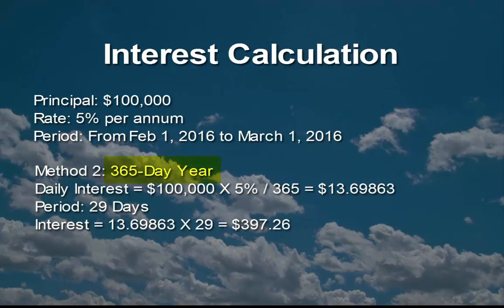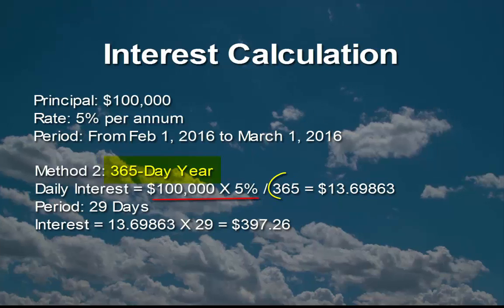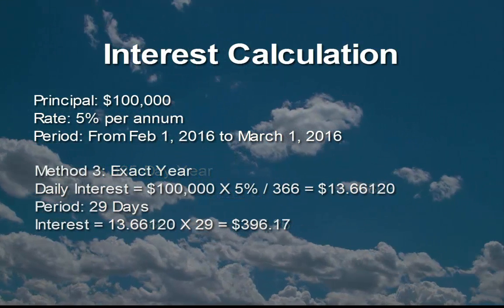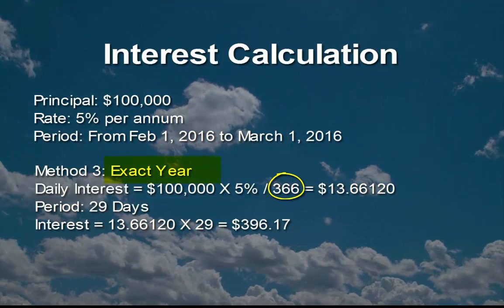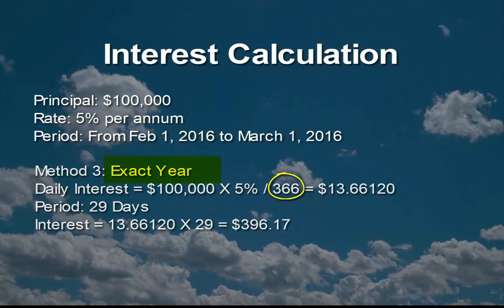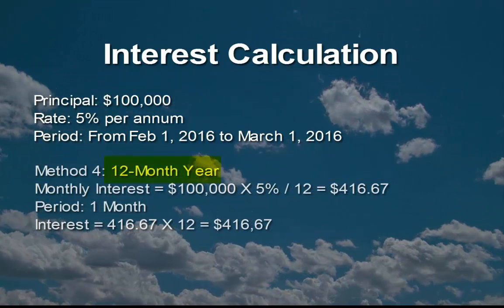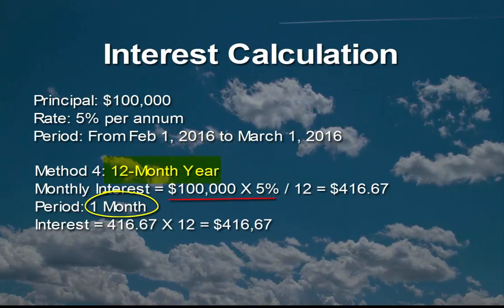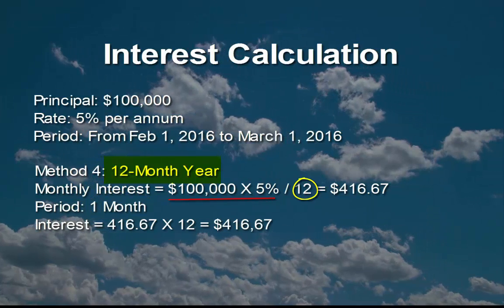For 365-day year, the daily interest is obtained by dividing annual interest by 365 days. For exact year method, it is divided by 366 if the end of February lies between the dates and it is leap February. For 12-month year, if the difference between two dates is exactly 1 month, the interest is obtained by dividing annual interest by 12.